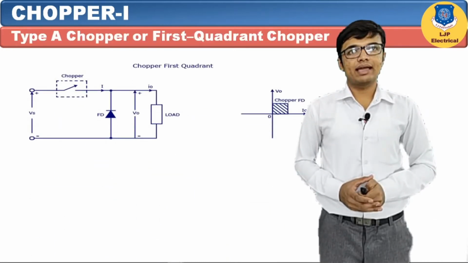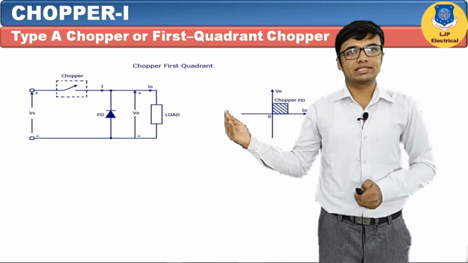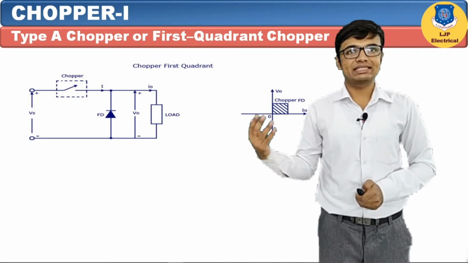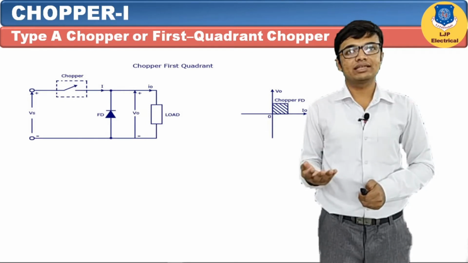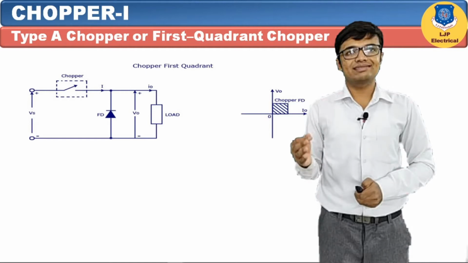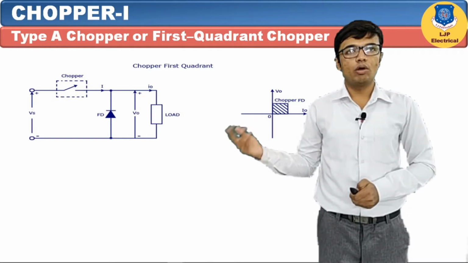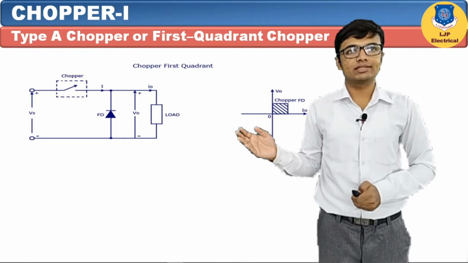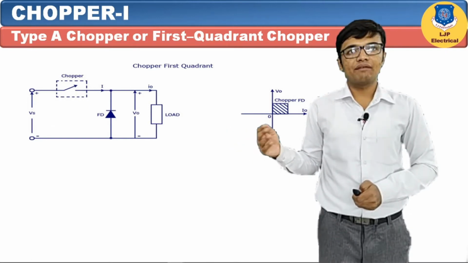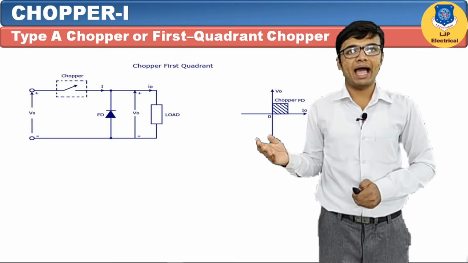So this is the circuit diagram of Type A chopper. We have connected one switch. As a switch we can use various devices like SCR, BJT, MOSFET, IGBT, etc. Basically we are using SCR as a switch. It is connected in series with the load, and across it there is one freewheeling diode. Input voltage is Vs, the output voltage is V out, and the current flows from the input to output, and it is the load current, indicated by IO.